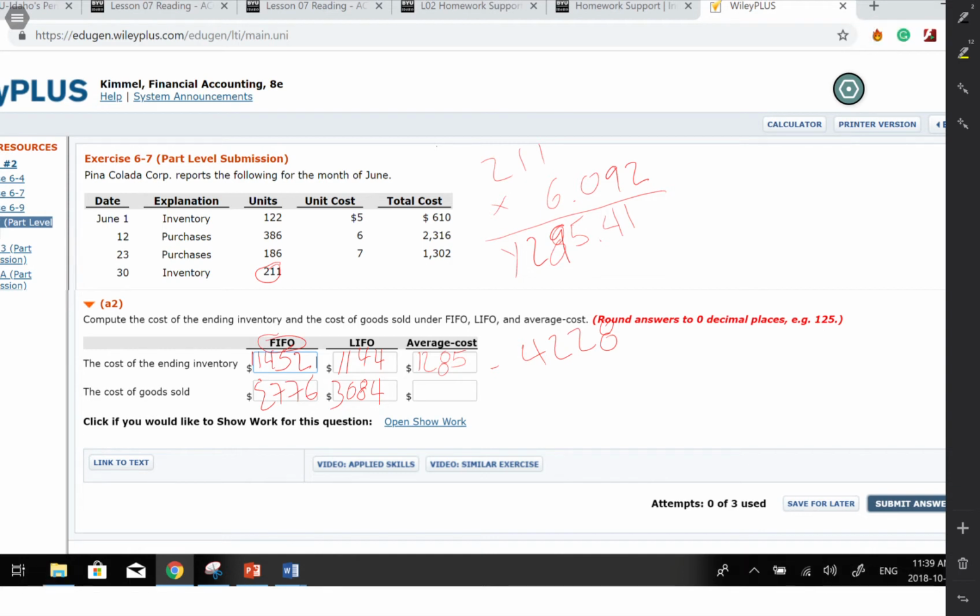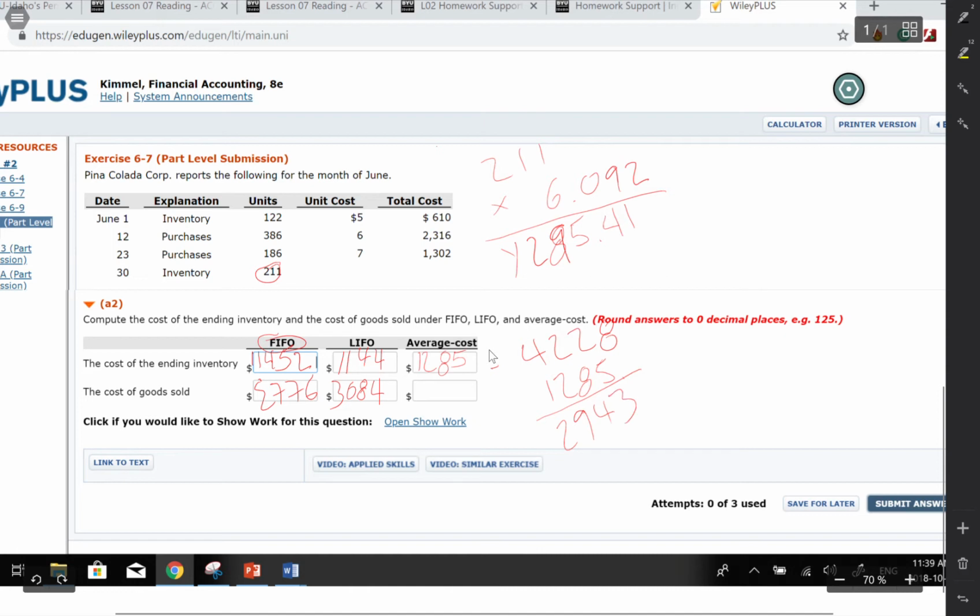And finally, we subtract the ending inventory of $1,285 from the cost of goods available for sale of $4,228, and that gives us a total of $2,943 for the cost of goods sold under the average cost.